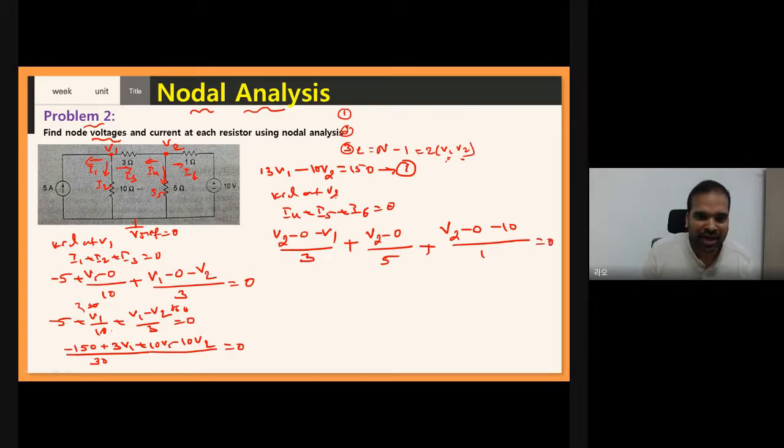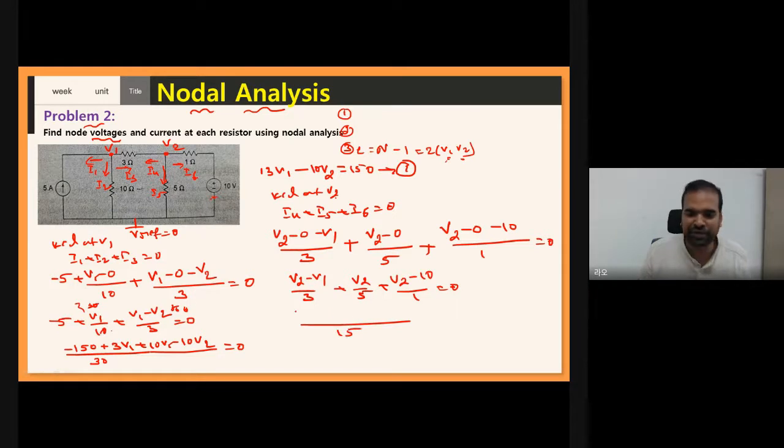So here I don't know about V2, so I have written V1 minus V2. But whereas here you have V2 and you are already given the voltage source 10, so I have written minus 10. Therefore, what is the LCM here? You can write V2 minus V1 by 3 plus V2 by 5 plus V2 minus 10 by 1 equal to 0.